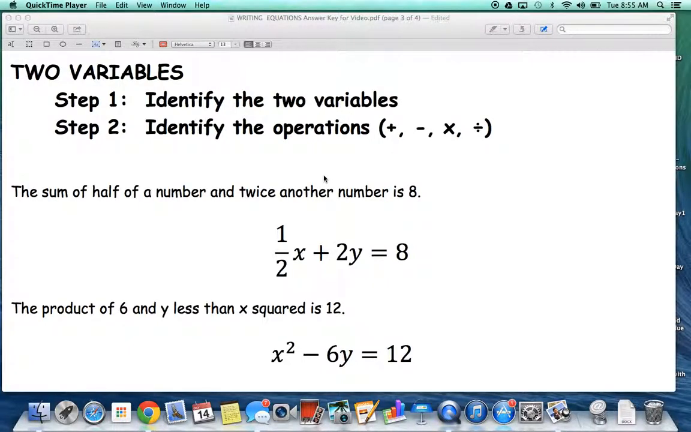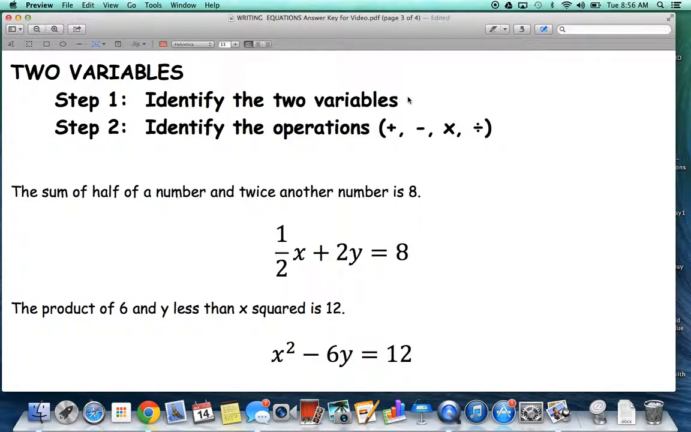Today we're going to be translating verbal sentences into algebraic equations again. However, these equations are going to involve two variables. And so you're basically going to have one additional step. You have to identify both variables, and then you're going to use the process that we did before, identifying the words that mean the operation. So addition, subtraction, multiplication, and division.